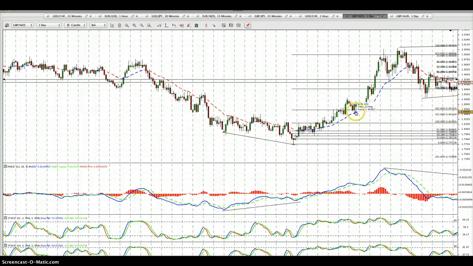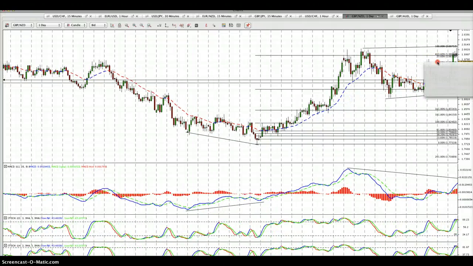It broke the 161. Look at right here, you can see the 161 extension. It initially bounced off that level, and for 2 or 3 days it just consolidated and broke right through and went to the next area.